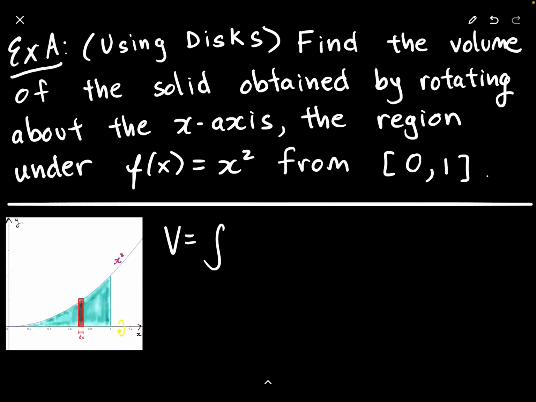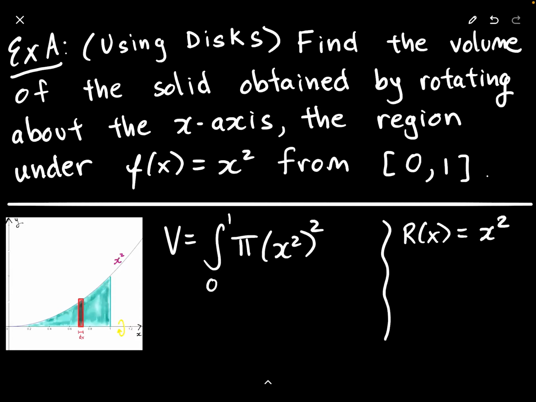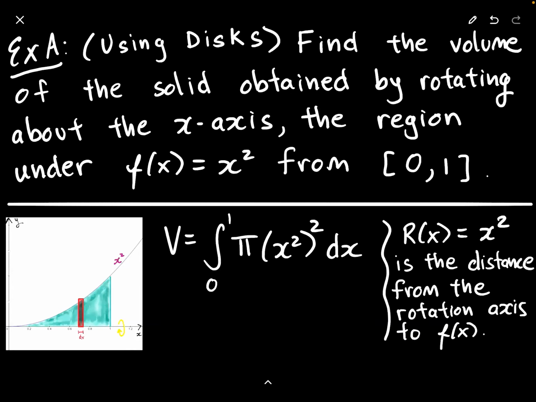The volume will be the integral from 0 to 1, pi r squared with respect to x, and here r is the height of this rectangle. So on the side I'll just write that r of x is equal to x squared. So we have x squared squared with respect to x. So each slice of the solid is a disk of radius x squared. The radius function x squared is the distance from the rotation axis to the function.